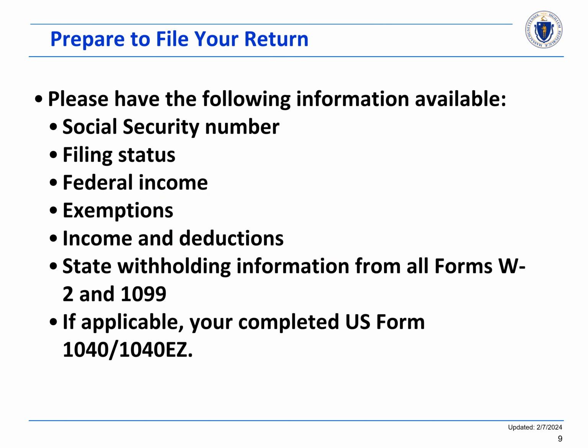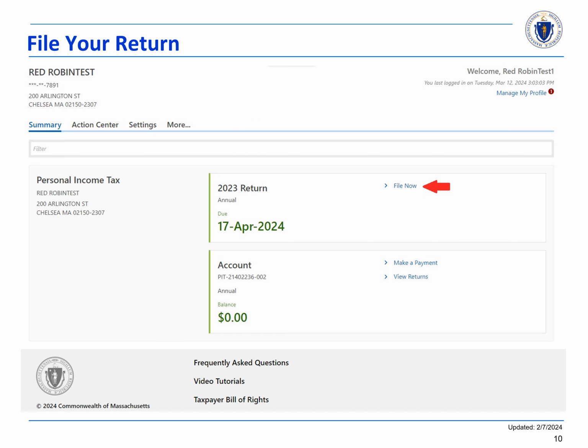Please have the following information available: Social Security number, filing status, federal income, exemptions, income and deductions, state withholding information from all forms W-2 and 1099, and if applicable, your completed U.S. Form 1040 or 1040-EZ. The return format is separated by sections. You must complete all required fields in each section before you can continue to the next section. You can save your draft at any time and return to it later by choosing Save Draft at the end of each section.